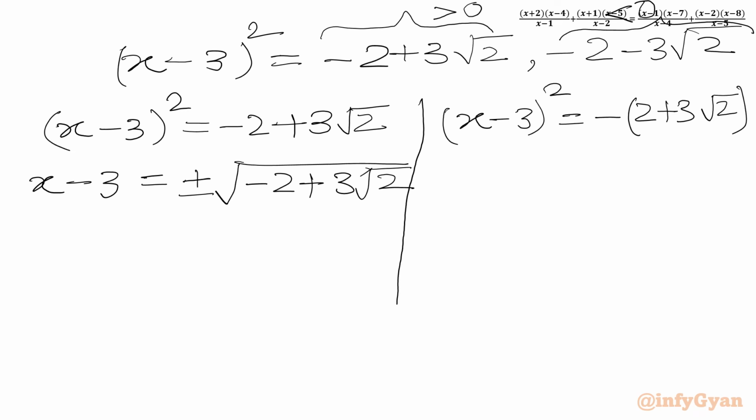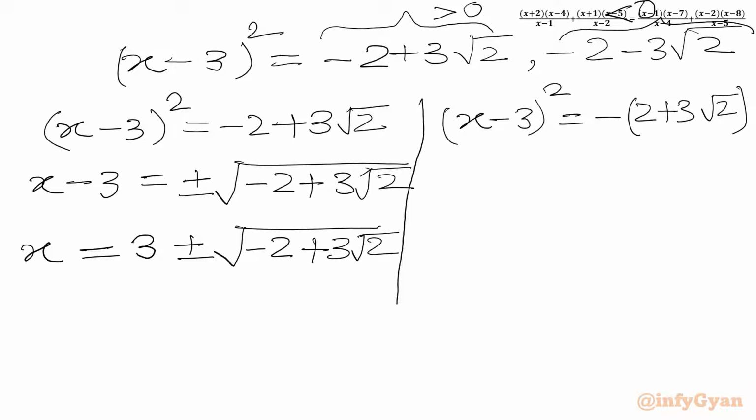Now we have to only add 3 to both sides to get our real solutions. X equal to 3 plus minus square root of minus 2 plus 3 root 2. So from here we will get two solutions, x1, x2. One with the plus sign, another with the minus sign. Now we will find the complex solutions. We'll take the square root on both sides.